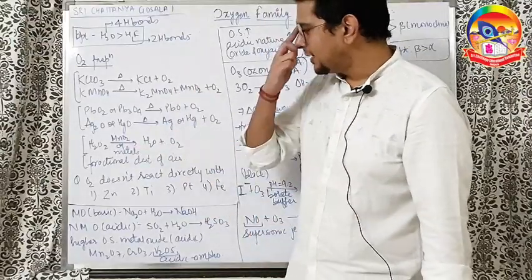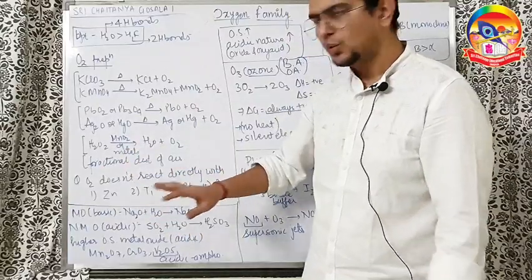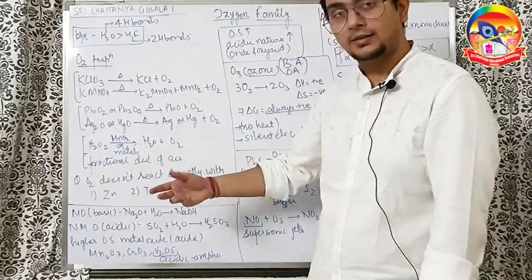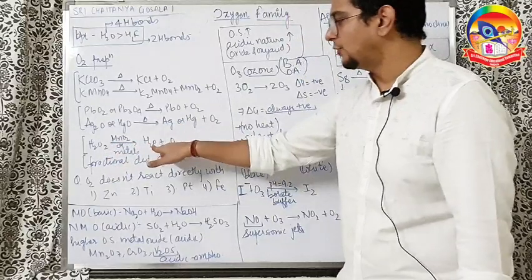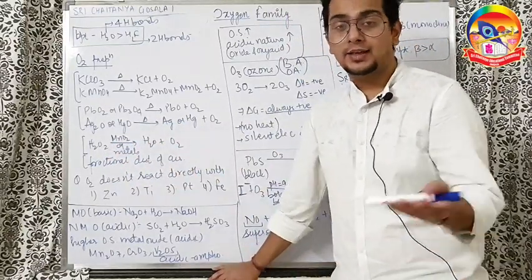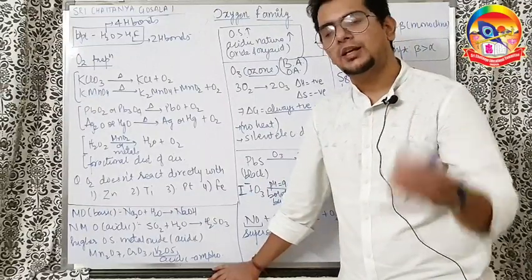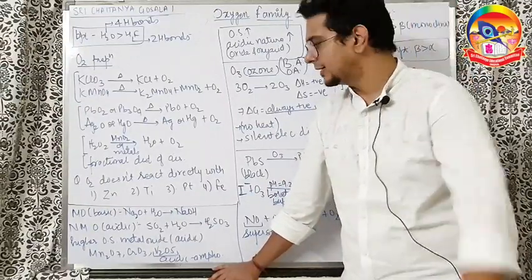How do we really prepare it in the labs and in the industries? H2O2 is taken with MnO2 as a catalyst or finely divided metals. Very rapidly it will break to form water and O2. One method: fractional distillation of air. We know in the air we have majorly nitrogen and oxygen. So on fractional distillation we can make nitrogen as well as oxygen gas.